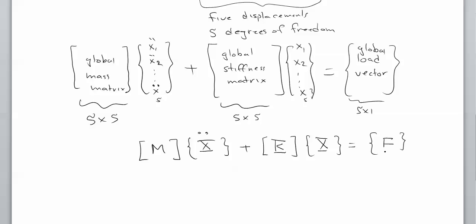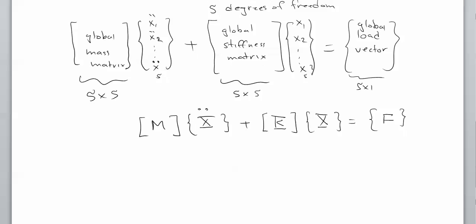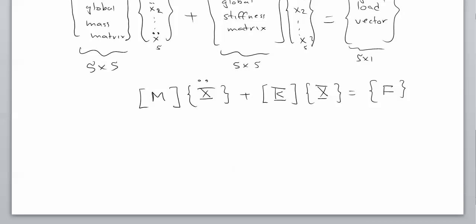All right, so here's what we're going to do. One by one, we're going to loop through the elements and write the equilibrium equation.